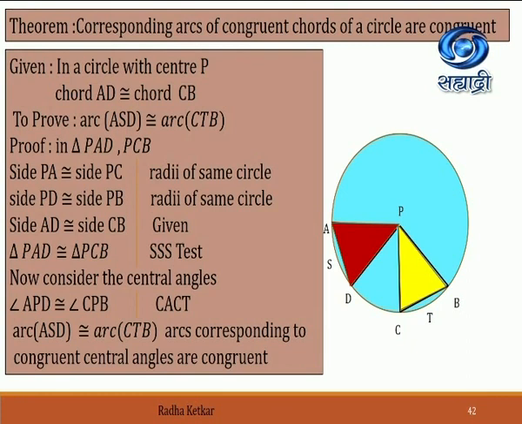Now you can see all three sides are congruent to the corresponding three sides. So by SSS, that is the side test, these two triangles are congruent. As the triangles are congruent, the central angles are congruent. So APD will be congruent to CPB. And as the central angles are congruent, the corresponding arcs will be congruent to one another. So that's why ASD is congruent to CTB. The measures of these arcs will be the same.